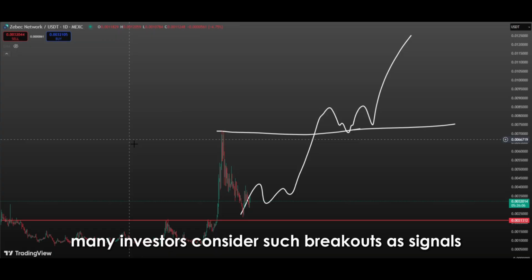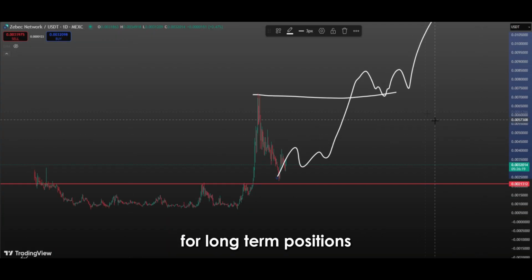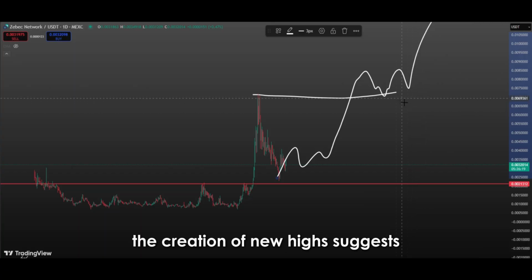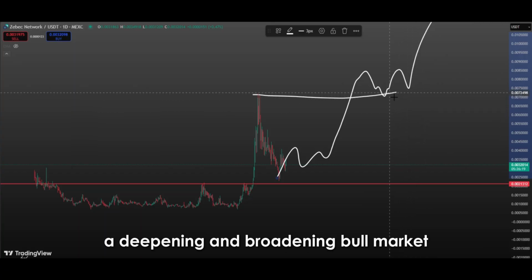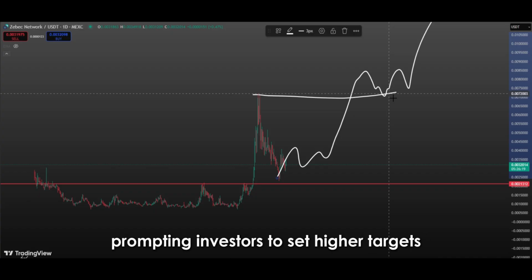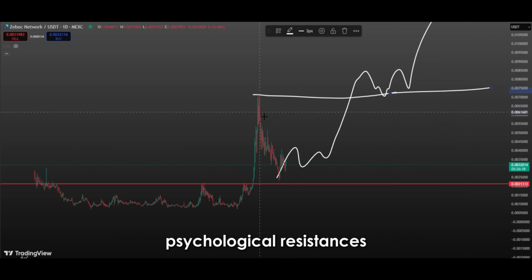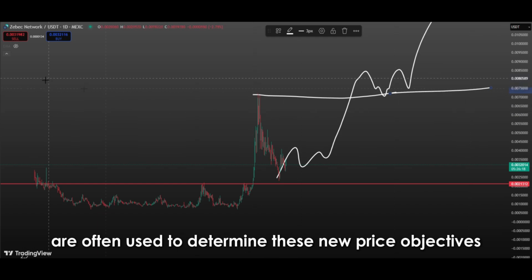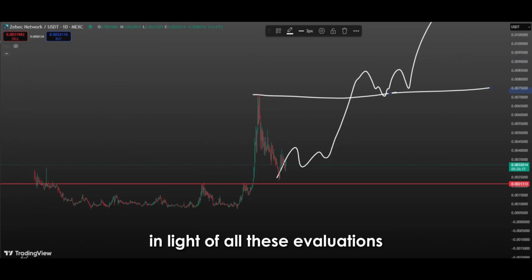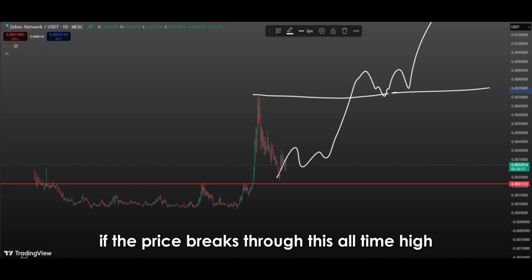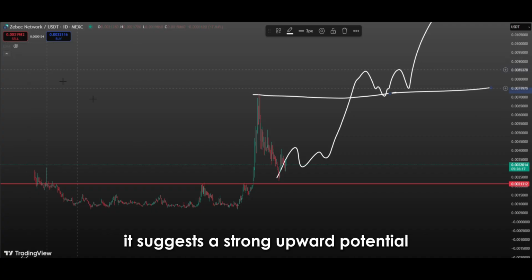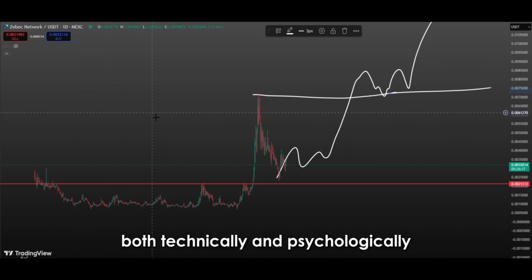Many investors consider such breakouts as signals for long-term positions. The creation of new highs suggests a deepening and broadening bull market, prompting investors to set higher targets. Tools such as Fibonacci extension levels, psychological resistances, and prior pattern targets are often used to determine these new price objectives. In light of all these evaluations, if the price breaks through this all-time high, it suggests a strong upward potential both technically and psychologically.